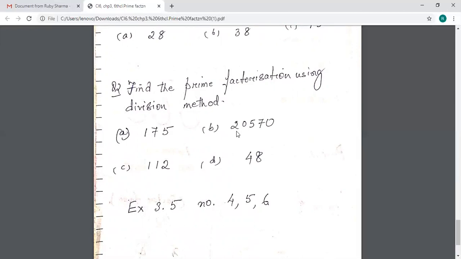So children, I expect you to do all this in your classwork copy. Those who are regular, fine. Those who are not regular, it's high time that you start doing your work on time. Before the next class starts, complete these sums and also exercise 3.5 number 4, 5, 6, write the question and do the solution. Till then, bye-bye.